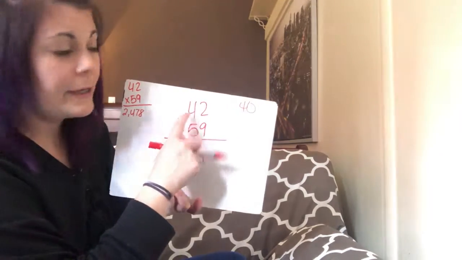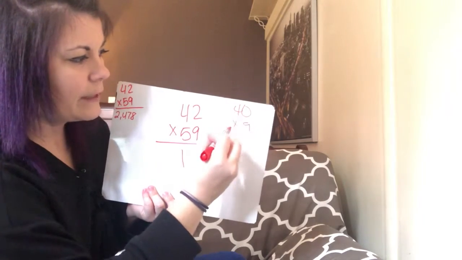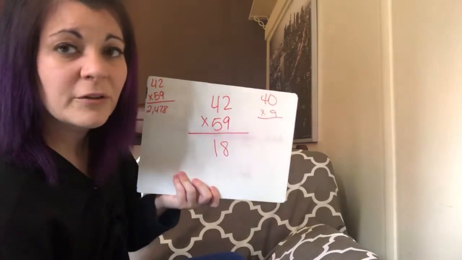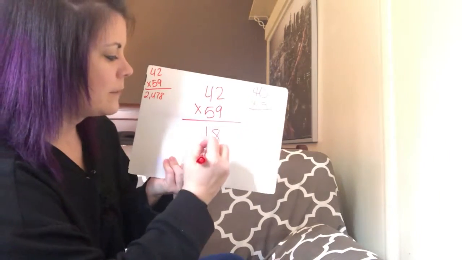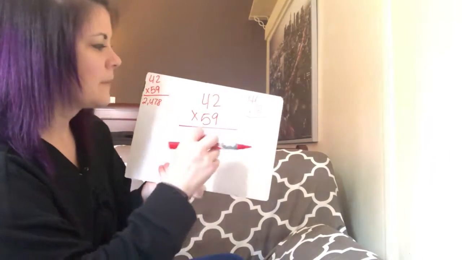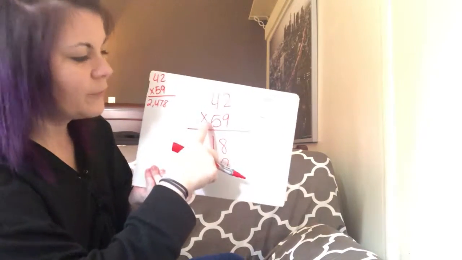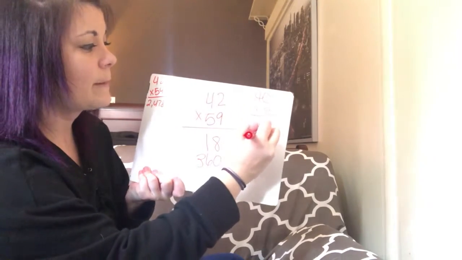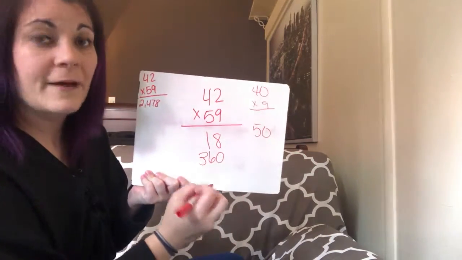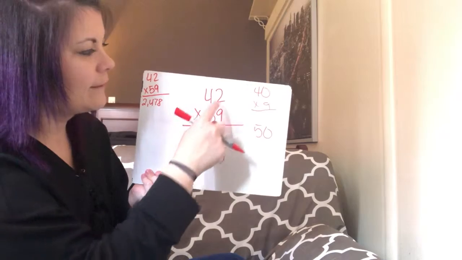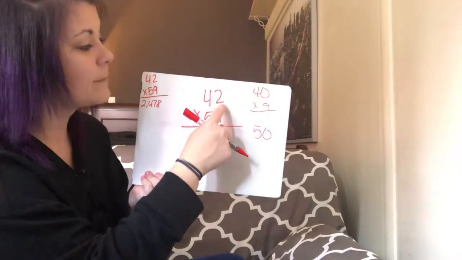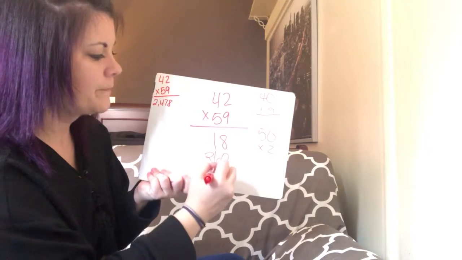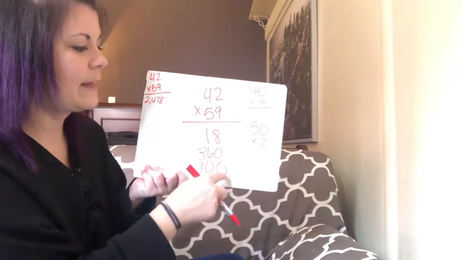9 times 40, well, we know 9 times 4 is 36, and then we just add a 0 if you know how to multiply by the powers of 10. So 360. And then we have to multiply through by the 5. The 5 is in the tens place, so that's representing 50. 50 times 2 would be 100, because 5 times 2 is 10, and then add a 0.